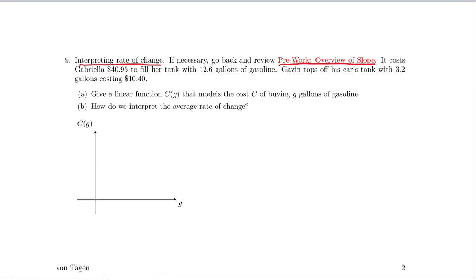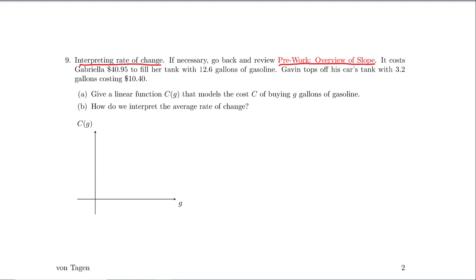We're told it costs Gabriella $40.95 to fill up her tank with gas with 12.6 gallons. And Gavin is able to top off his car's tank with about 3.2 gallons, and that costs $10.40. We're asked to give a linear function that models the cost of buying G gallons of gasoline.